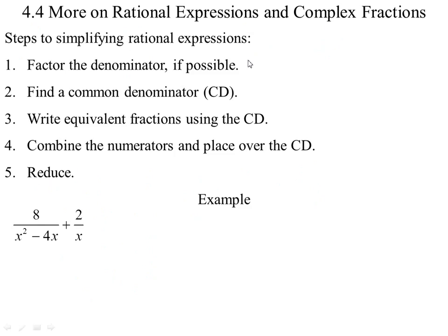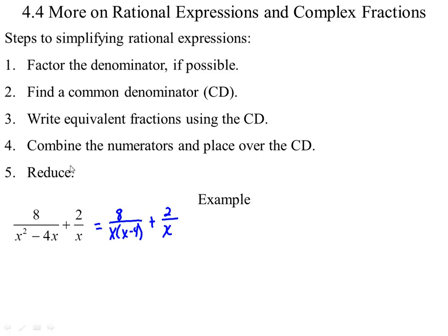Okay. So now, let's go into 4.4. The only difference between 4.3 and 4.4 is that in 4.4, in order to find your common denominator, you're going to have to factor first. You're going to have to factor your denominators first. So, for example, look at this first fraction right here. Do you see what I can do? Yeah. You can factor out an x. So that's going to turn into 8 over x times x minus 4 plus 2 over x.